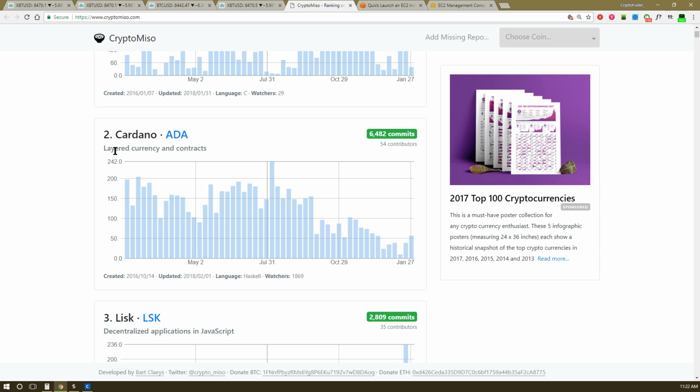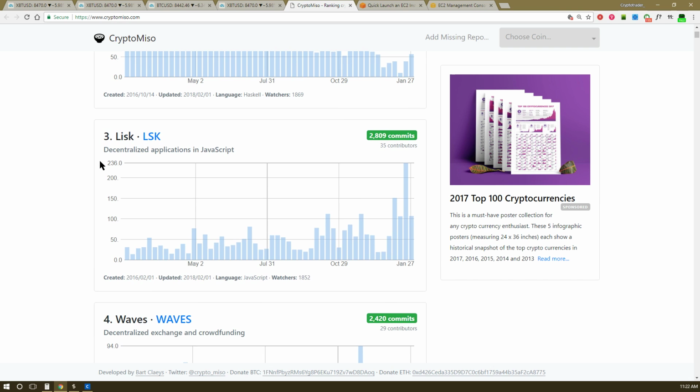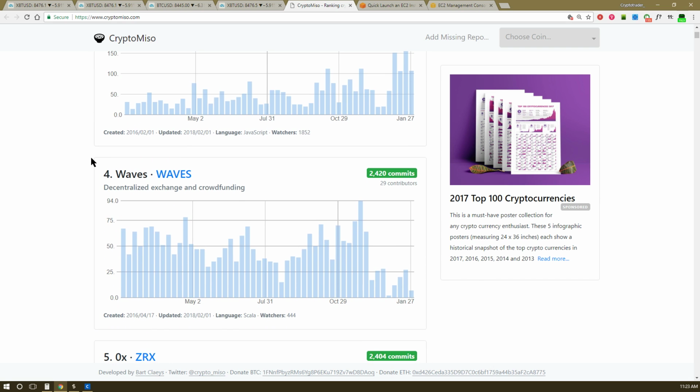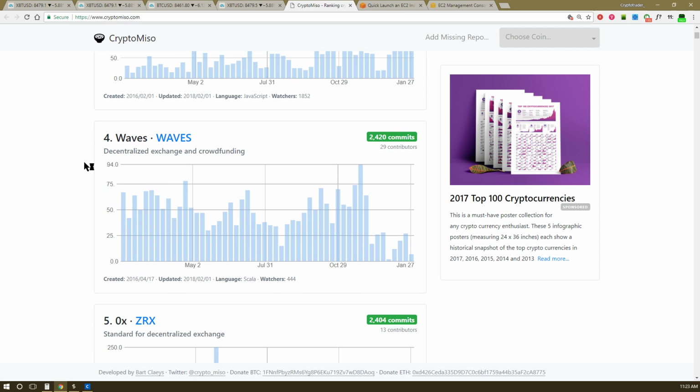Cardano, whatever. Layered currency and contracts. Okay, great. I like this. You know why I like it? Because they sum up what the coin does right there. Okay, underneath the main name, Lisk. You ever wonder what the hell is Lisk? Lisk is decentralized applications you can use and program in JavaScript. So there's a ton of JavaScript programmers who can get involved now. Okay, it's kind of hard to program in Solidity with Ethereum, but JavaScript, that's one easy thing to program in.